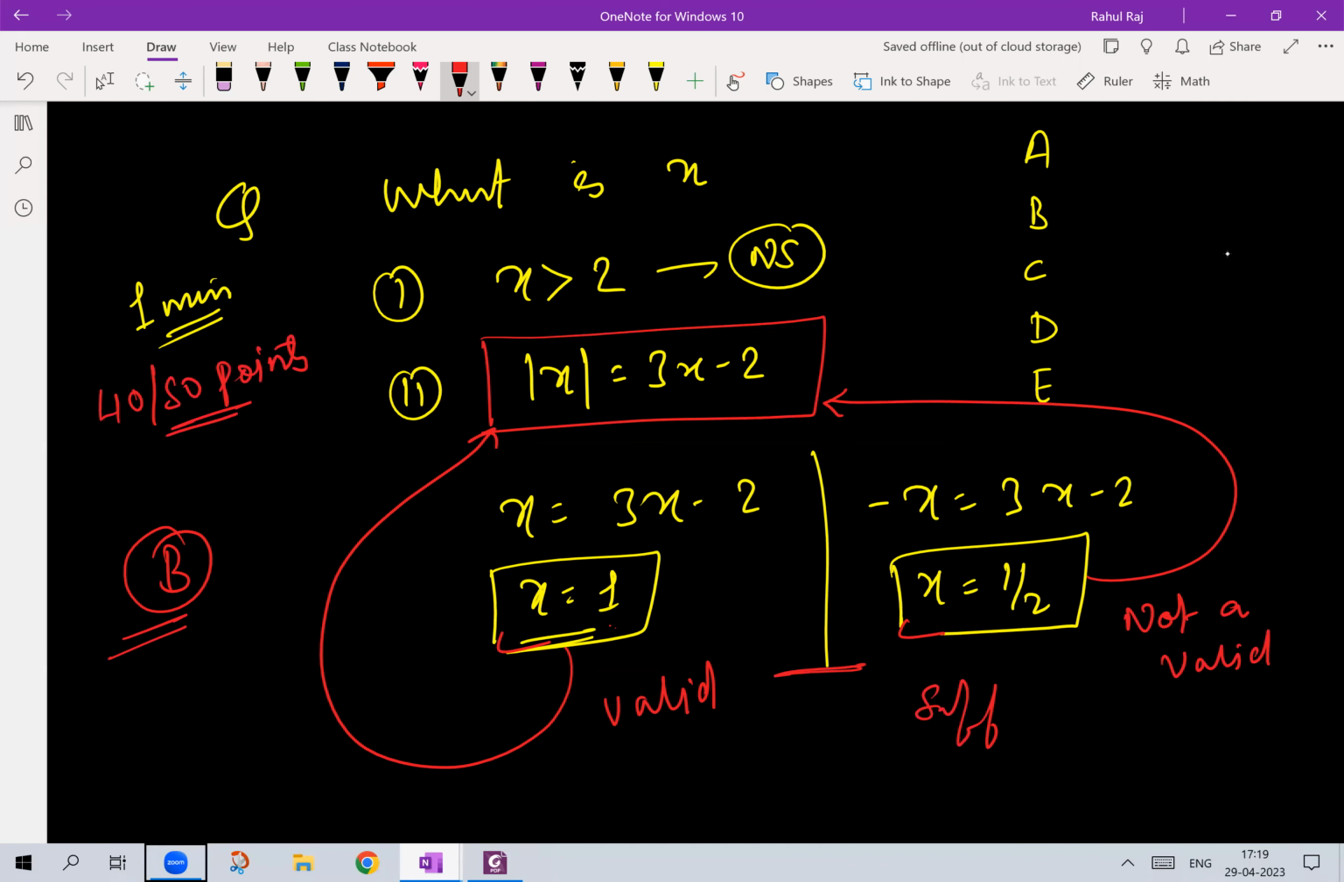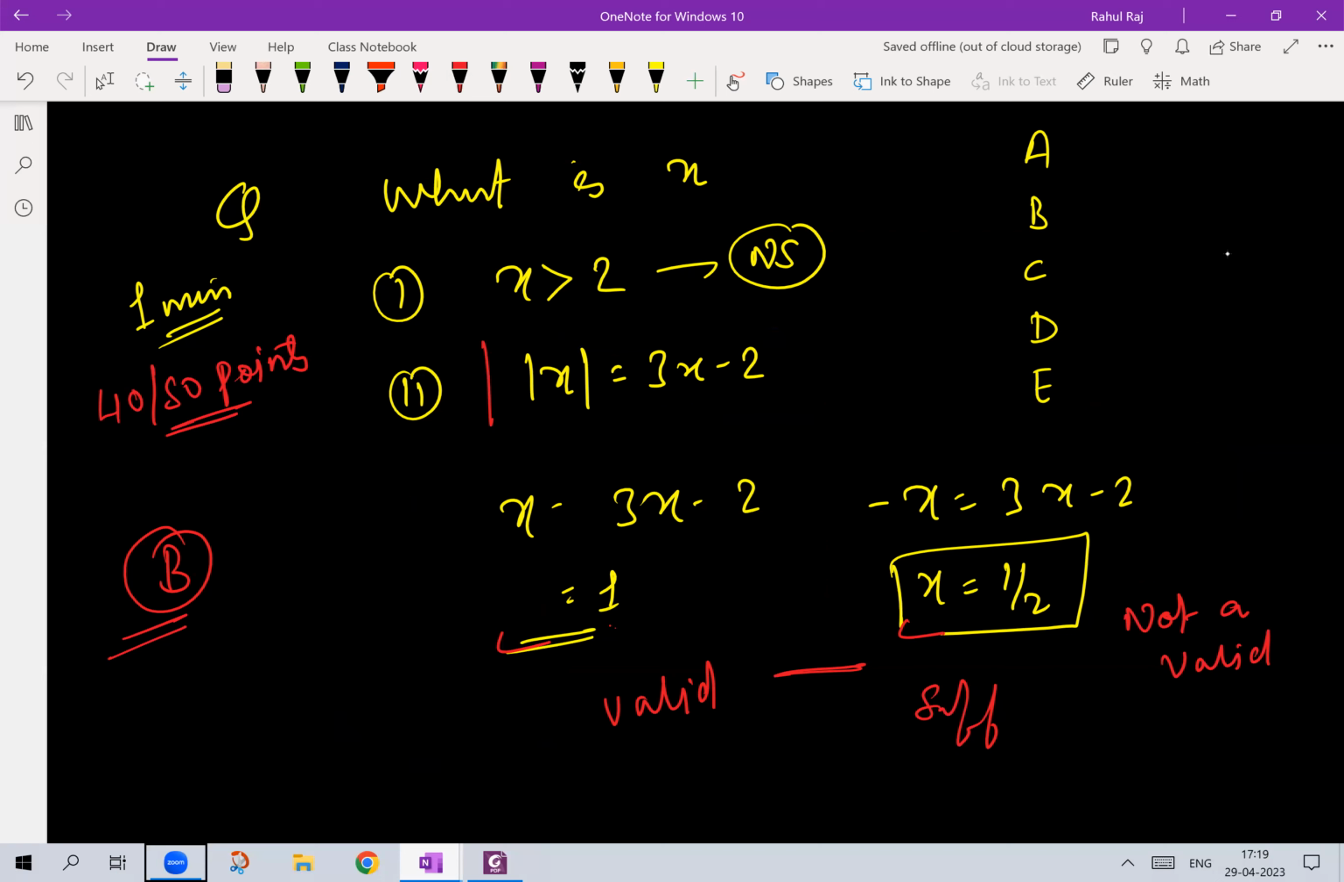That's the reason I'm trying to say, okay, if a variable is on one side of the mod in the equation, 100% check the validity of your solution before you proceed. Because these are pretty simple questions. You can say x is equal to 1, x is equal to half, not sufficient. But you have to understand that x is equal to half is not a valid solution. So this is a very straightforward approach, but when you do it with the proper case, you will get to know that.